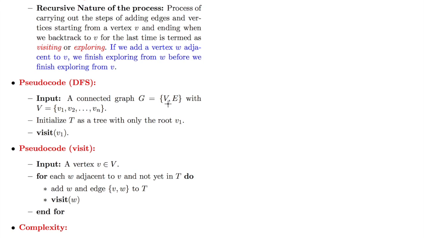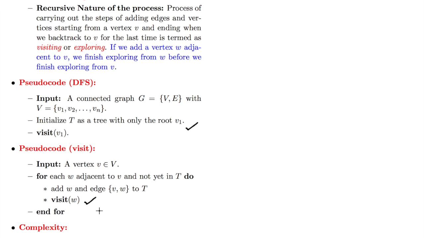So we have an input, a connected graph G with V and E, where V is the nodes V1 to Vn, and we initialize T as the tree with only the root V1. This is arbitrary here. Then we say visit V1, and in procedure visit our input is any vertex from the set of vertices, and for each W adjacent to V and not in T, we add that W and edge VW to T, and we say visit W. So it will recursively do the same procedure which we explained from the node J, for example. This is very basic, and you can easily program it based on your representation of the graph. We can easily come up with a code for depth first search.